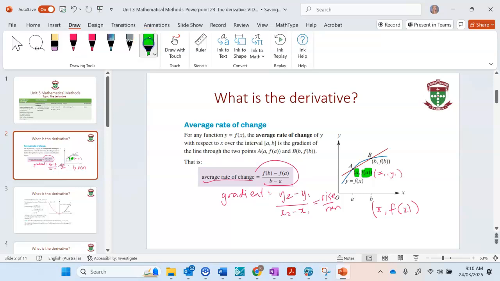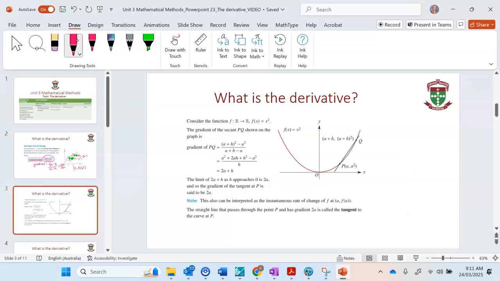And then we've got our second point, which is at b. So our corresponding y value is f of b, and that's just (x2, y2). All right, so instead of using y2 minus y1, we've got f of b minus f of a. Instead of using x2 minus x1, we're using b minus a. All right, so it's rise over run, nothing new. So the derivative function relates to the gradient. So just remember that, because you're going to have to calculate the gradient quite a bit.